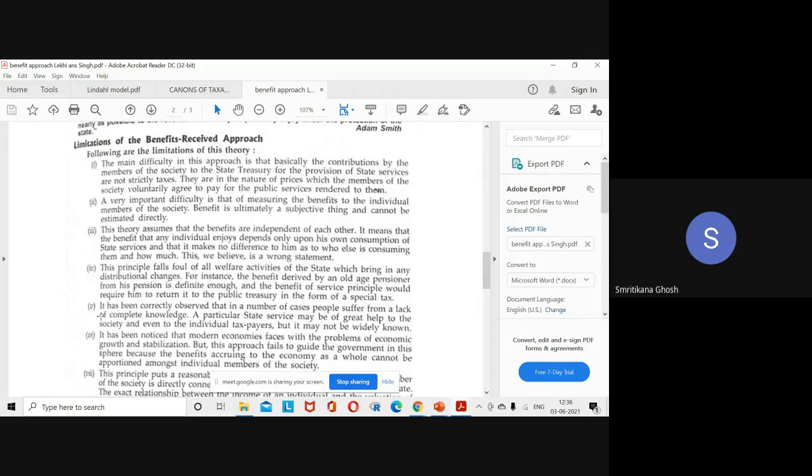It has been correctly observed that in a number of cases people suffer from the lack of complete knowledge. A particular state service may be of great help to society, even to the individual taxpayer, but it may not be widely known. Yes, that is also there. Some public good is provided by the government, but general people do not know that. They don't know that this service is there at least.